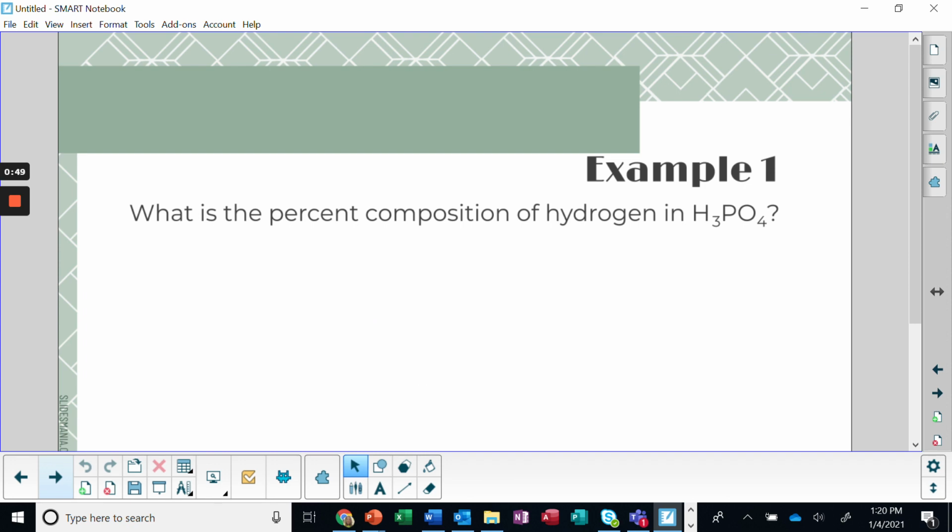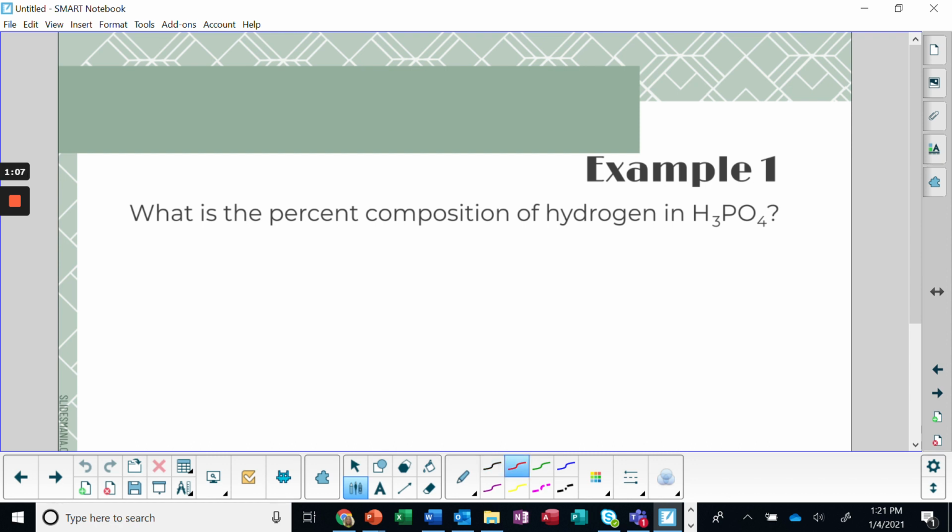Alright, so here's our first problem. Remember, as I go through these, in order to get full credit for your notes, you need to be writing down everything that I write down. So you need to have the questions written down, and then we're going to go through the examples, and as I go through it, you do exactly what I do. If you don't do that, you don't get full credit for your notes.